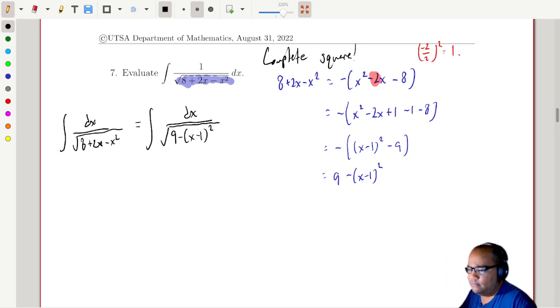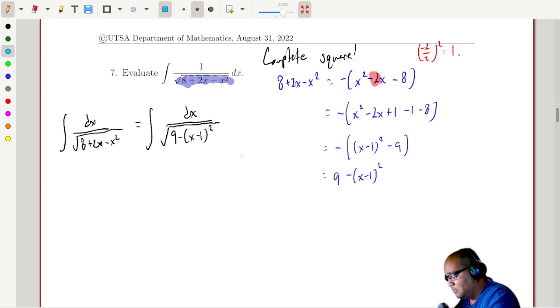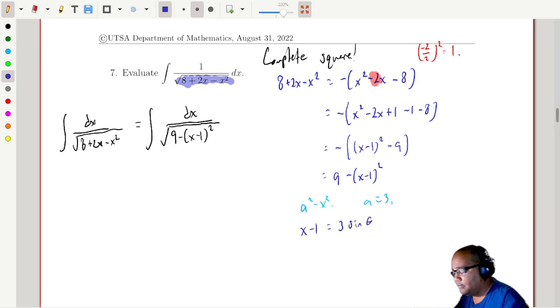What is this really? A squared minus x squared, a squared minus variable squared. The see and say patterns. Here, a is 3. Now, remember, we want to do the sine substitution, but we're going to do a compound substitution here. We'll set x minus 1 equal to 3 sine theta. If this was just 9 minus x squared, then we'd just do x equals 3 sine theta. But I have that minus 1 there, so I'm going to incorporate it right now into my substitution. Now, I take differentials on both sides.